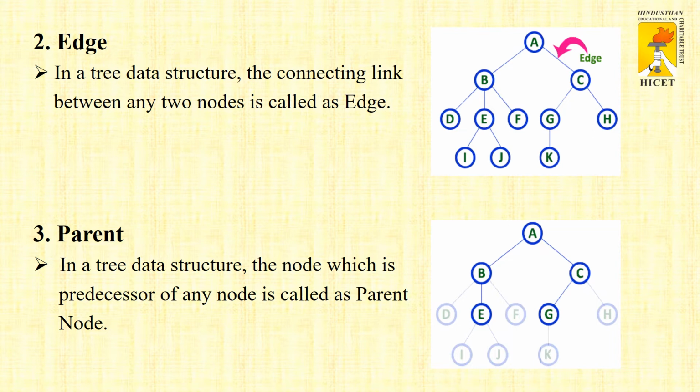And the next terminology is parent. The node which is the predecessor of any node is called a parent. See, on the right side I have an example. A is the predecessor for B and C. Similarly, B is the predecessor of D, E and F. So B is called a parent node. Similarly, C is the predecessor for G and H. So C is the parent node.